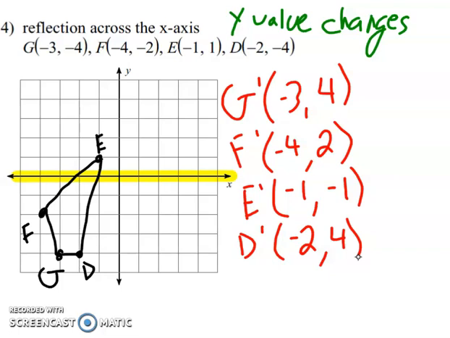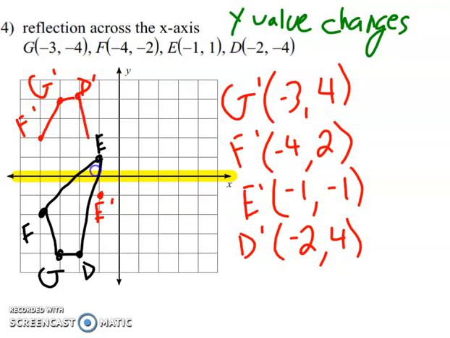So now we're just going to graph this. G prime is negative 3, 4. F prime is negative 4, 2. E prime is negative 1, negative 1. Notice how this is now on the underside of the x-axis. And D prime is negative 2, comma 4.